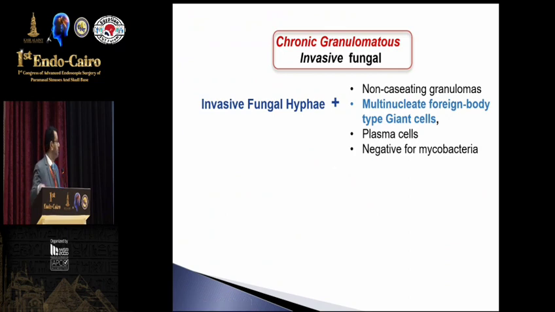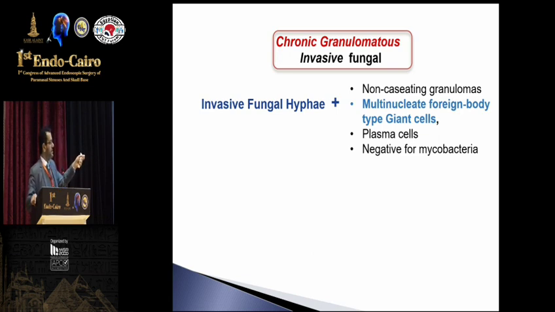Here's the thing. If we see something like that in the histopathology, I always think about, when you see multinucleate foreign body giant cells, it's something very characteristic, with such a destructive mass in the sinonasal region, very characteristic of chronic invasive fungal rhinosinusitis, even if the histopathology does not show it. And I'm going to tell you why.